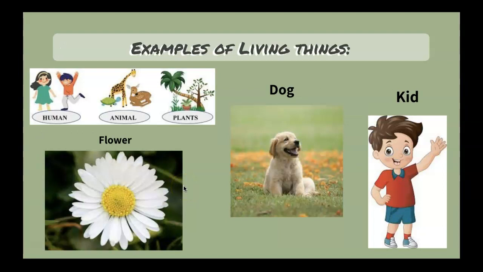Now, examples of living things. Quickly right here, we break it down. We have humans, animals, and plants. That's very broad, so I narrowed it down with some examples. We have the label and the visual picture of a flower, living. Dog, living. Kid, living. Here's a good time in the classroom to be like, boys and girls, does anybody else have an example of a living thing that is not up on the board? I will have them raise their hands and call on them to share.